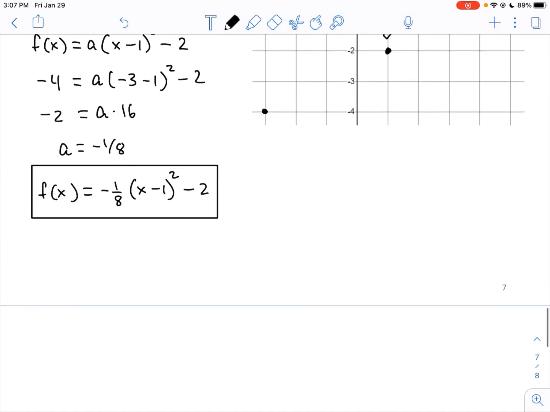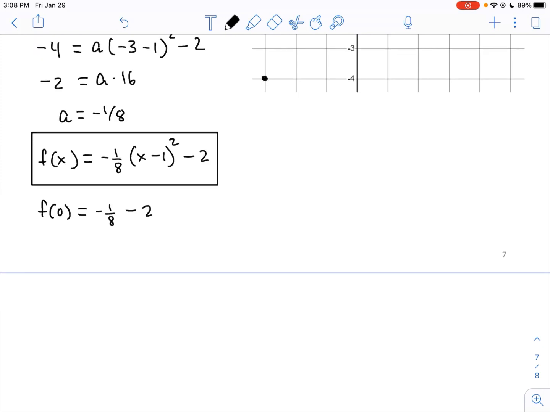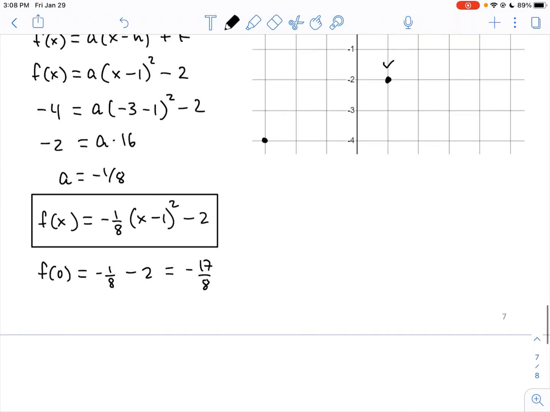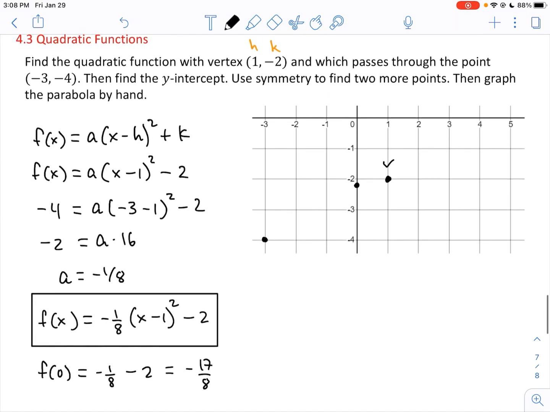Next it said find the y-intercept. Let's just plug 0 in next. So we get negative 1/8 times 0 minus 1, which is negative 1, squared. That's 1. When I multiply with negative 1/8, nothing changes, but then minus 2. Negative 2 is negative 16/8, so negative 17/8, which is really just negative 2 1/8. It's negative 2 and go down another 1/8. So it's not very far below negative 2. It's right there. Okay, so there's the y-intercept.